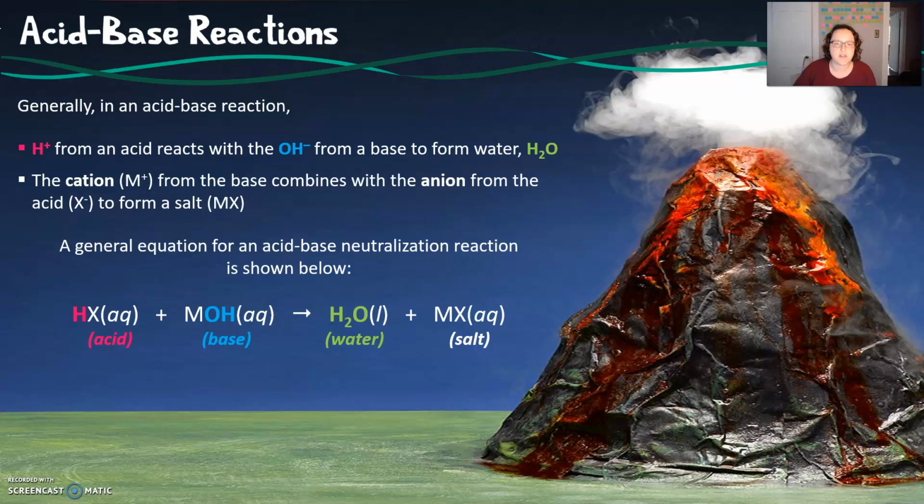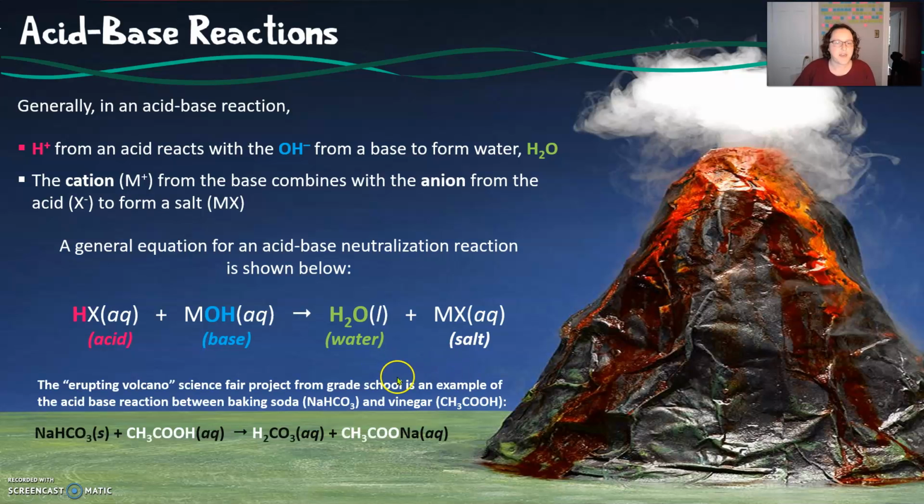As such, it is also possible for the ionic salt that is formed to be insoluble. So some acid-base reactions are also classified as precipitation reactions. The erupting volcano project from grade school, shown here on the right, is another example of an acid-base reaction that occurs via double displacement and forms water, although this example is a little different from the typical form shown above here.